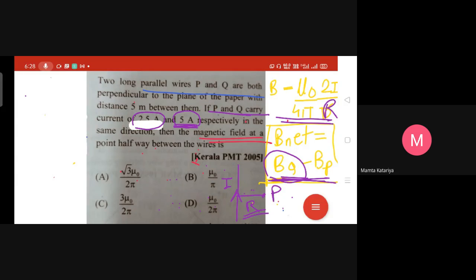Okay. So BQ ka expression likhte hain. BQ ka expression kya aayega, you tell me now, what will be the expression for BQ, same expression you have to write for conductor Q. So mu naught upon 4 pi will remain as it is. Okay, how much current conductor Q is carrying? Answer quickly. Q conductor kitna current carry kar raha hai? 5 ampere. 5. To ye kitna aayega? 2 × 5 upon R. Distance kitna hai conductor Q ka? 5 meter. Five meter hai, lekin hamein kahan pe point find out karna hai? Magnetic field center pe, aur center point kitne distance pe hai? 2.5 meter pe hai.